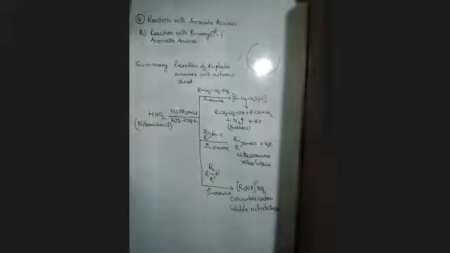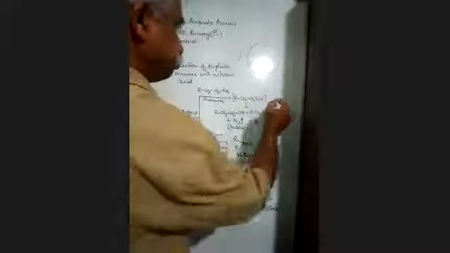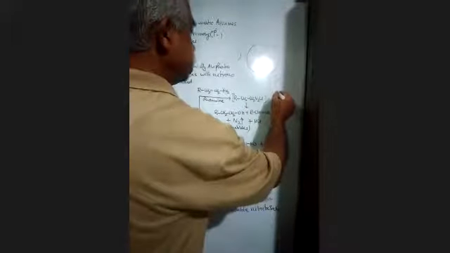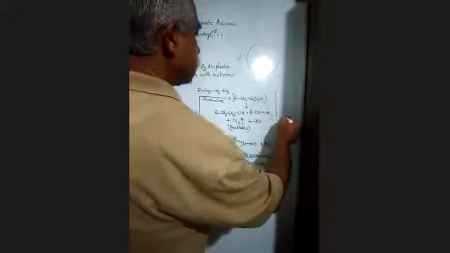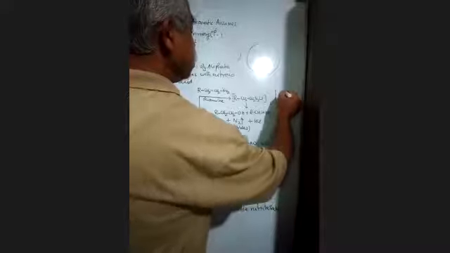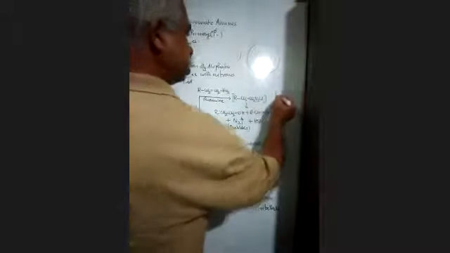You are doing this experiment in the laboratory. See here. What will happen? If I draw a test tube, can you see? Just tell me. Is it visible? Yes, sir. Visible. Can you all of you see? Yes, sir. Okay. So this is the solution.